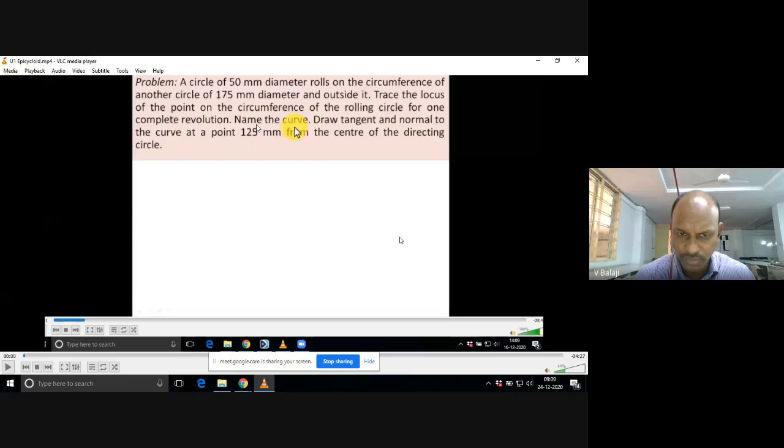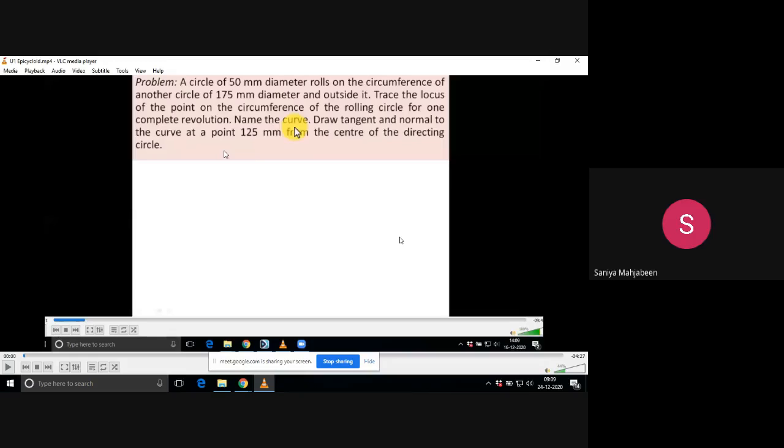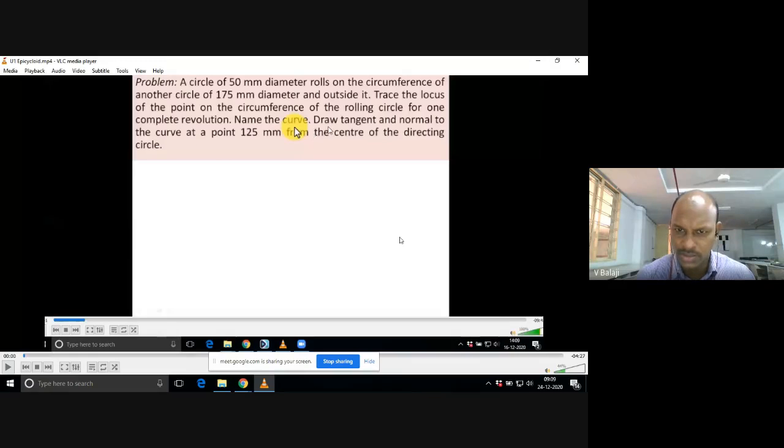Name the curve. Can you name the curve now? It is traveling outside the curved path. Outside it is given, right? What is the name of the curve now? Epicycloid. Very good. So he's giving you a question that you need to draw the epicycloid, and draw the tangent and normal to the curve.